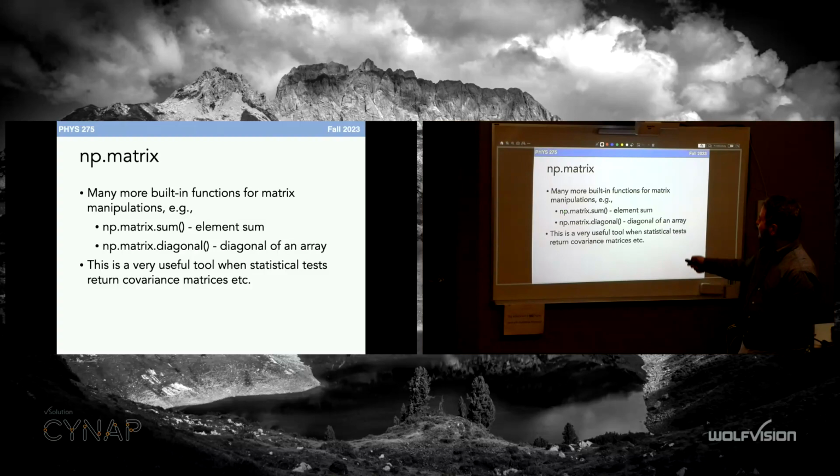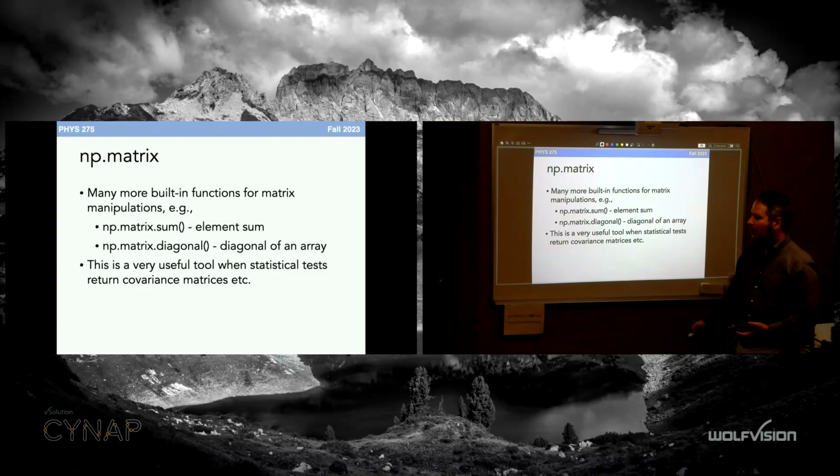So the NumPy matrix has many built-in functions, like sum and diagonal, very, very useful if you just want to ask, how many values are in there total? Just sum the whole thing, or sum in one direction. So you can just get a column with everything summed together. And this is a very useful tool in statistical tests later, foreshadowing.